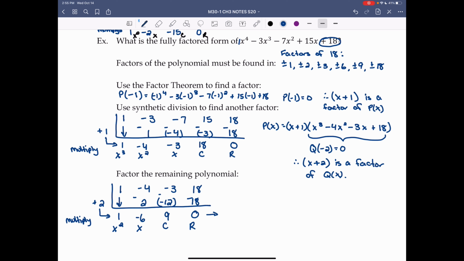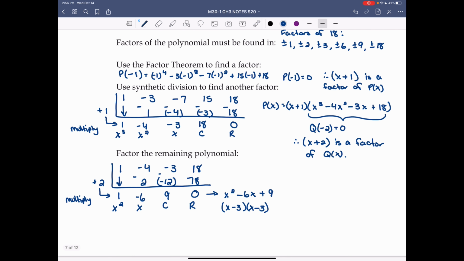That's our remainder, our constant, our x term, and our x squared term. So then we get the trinomial 1x squared minus 6x plus 9, and we can factor that. Two numbers that multiply to 9 and add to negative 6 would be negative 3 and negative 3. So x minus 3, x minus 3. Then p of x, our original polynomial, when fully factored, would be x plus 1 times x plus 2 times x minus 3, or x minus 3 squared.